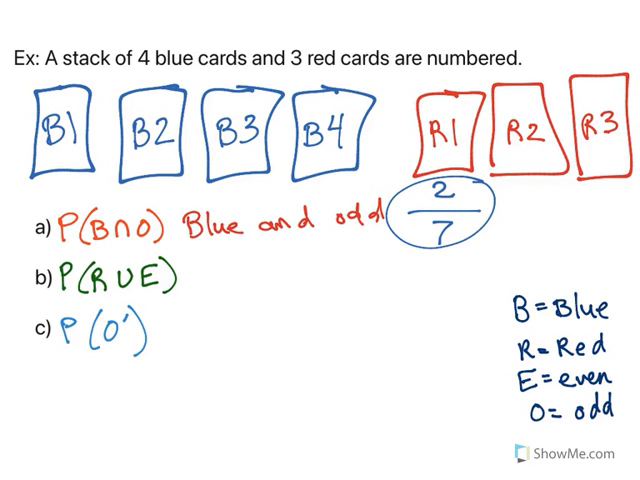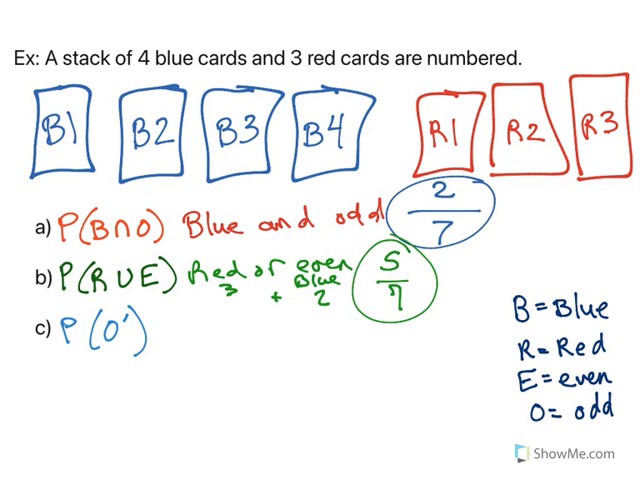The probability of R or E. So we're looking at red or even. Now this one's a little bit trickier. We still have 7 total options. So our denominator is 7. We know we have 3 red cards. So that's where we start. We know we have 3 of these, but it says or even, which means we can have blue even cards, and that would be okay. And that would be B2 and B4. So there are 2 of them. So 3 red cards plus 2 blue even cards gives me 5 total desired outcomes. So my probability is 5/7.